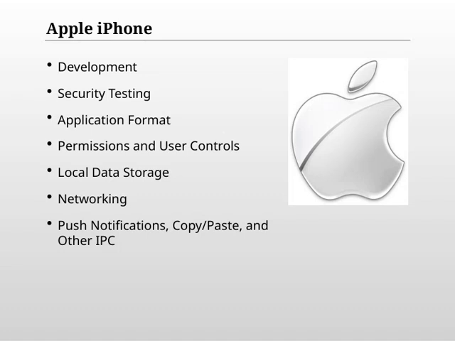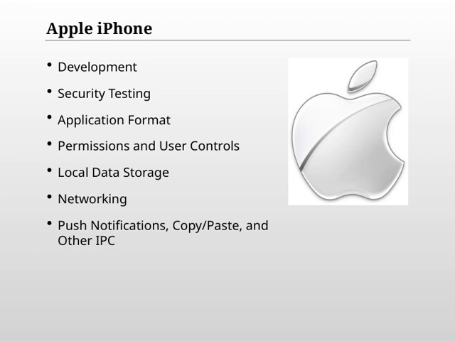This is a vital part of building secure mobile applications that users can trust and feel safe using. Let's take a closer look at the development and security aspects of the Apple iPhone. When developing for iPhone, security testing is a critical step to ensure that apps are robust and protect user data. It's important to understand the application format, which defines how apps are structured and distributed on the platform.